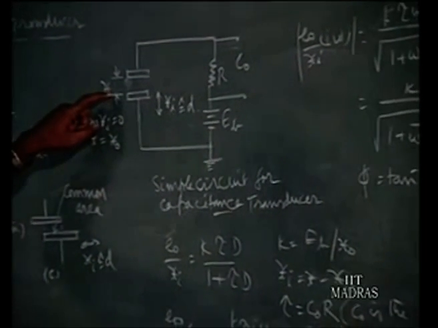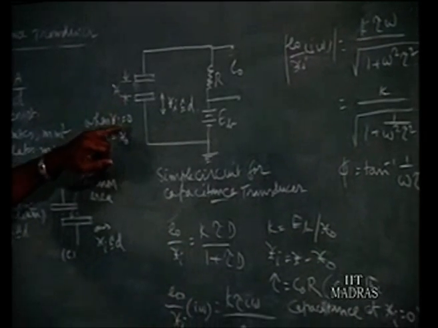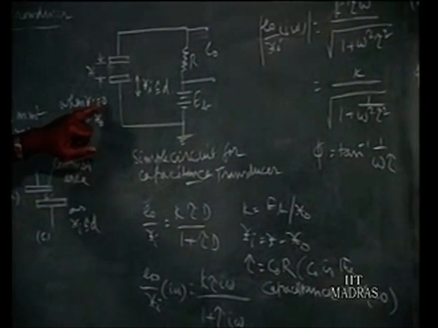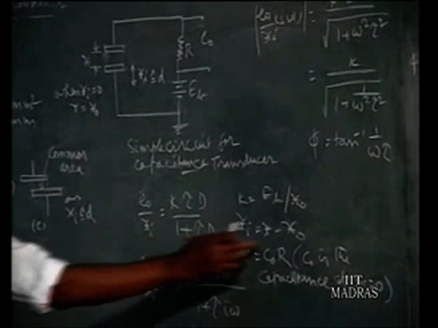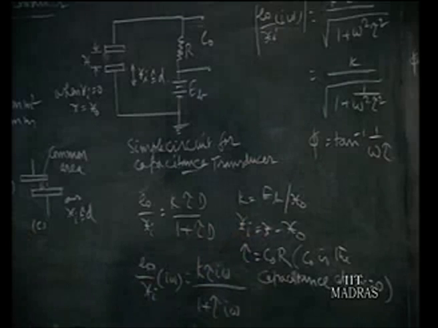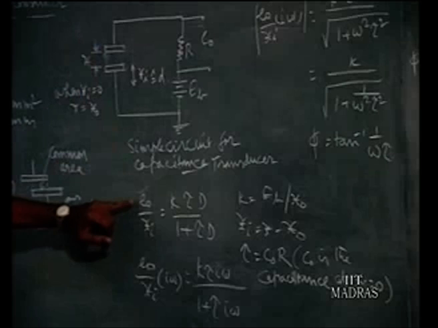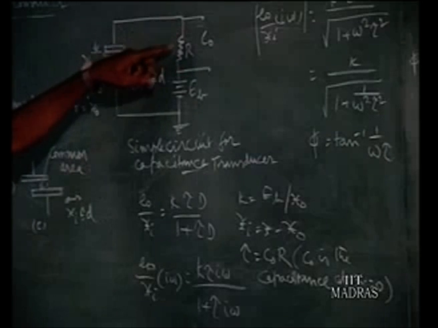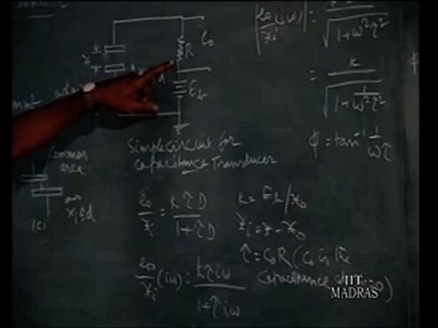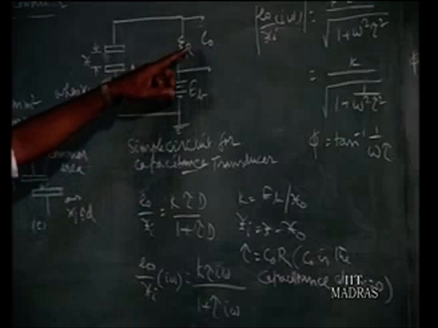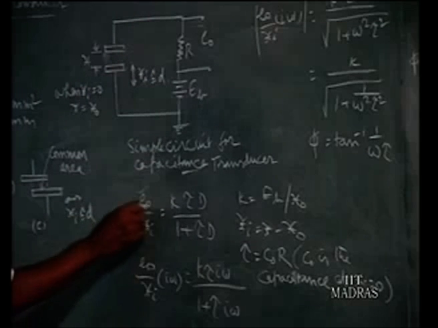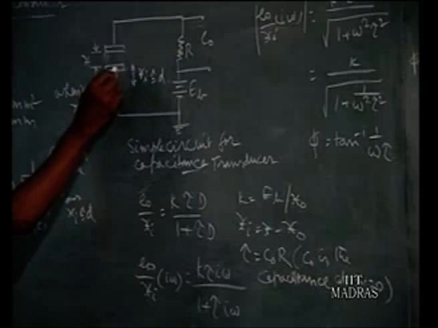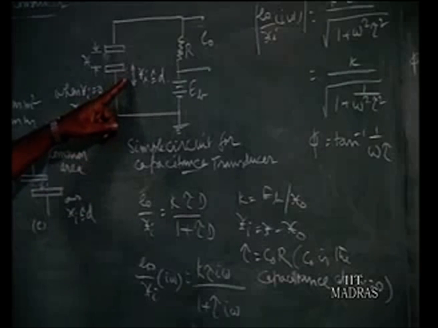x0 is the distance when we don't give any input signal xi. So x0 plus xi will be x at any time, or you can write xi is equal to x minus x0. And we can derive an expression: EO is the voltage drop across the resistance R, which is our output voltage EO, and xi is the plate displacement input signal.